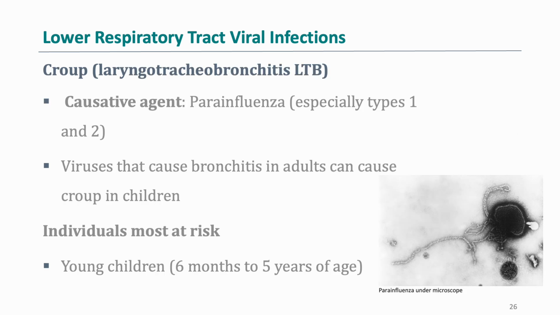Next up, we have another lower respiratory tract viral infection named croup, or laryngotracheobronchitis. Croup is usually caused by parainfluenza, especially types 1 and 2. The same virus that causes bronchitis in adults can cause croup in children. Croup is most common in young children, between the ages of 6 months and 5 years old.